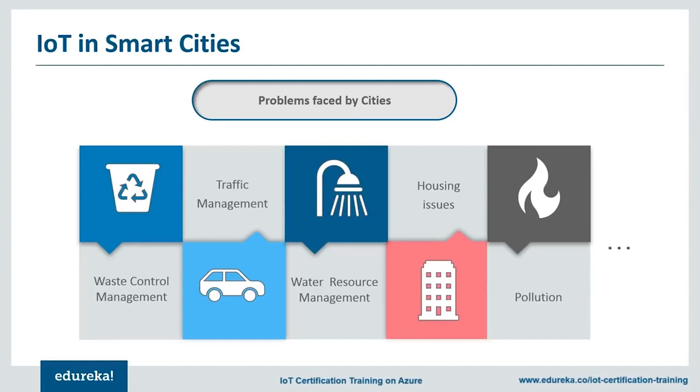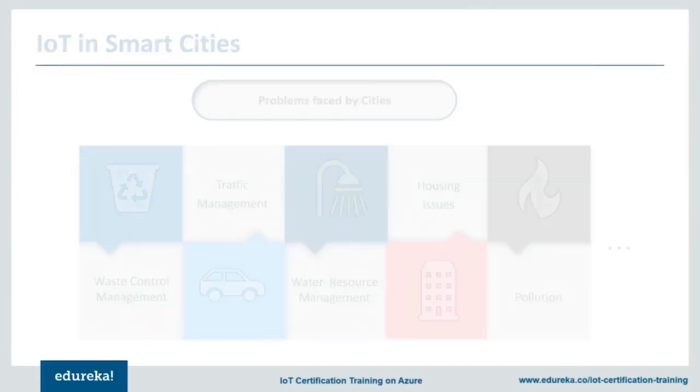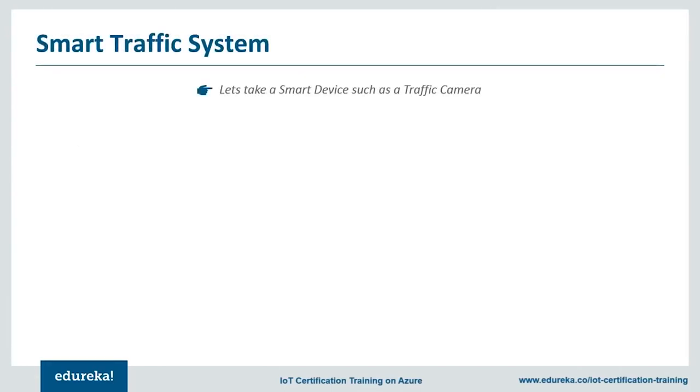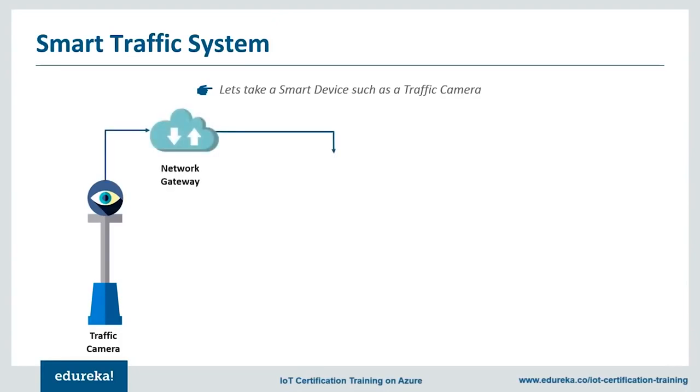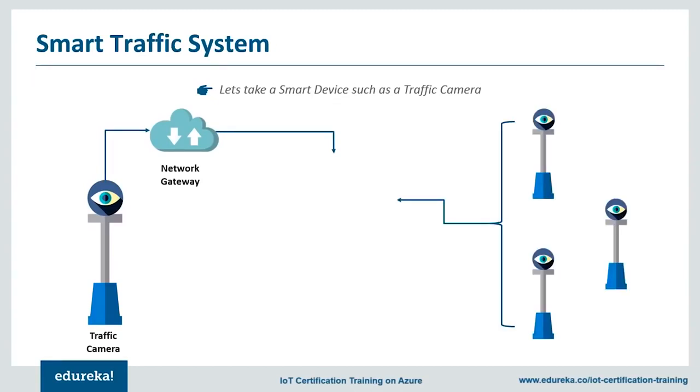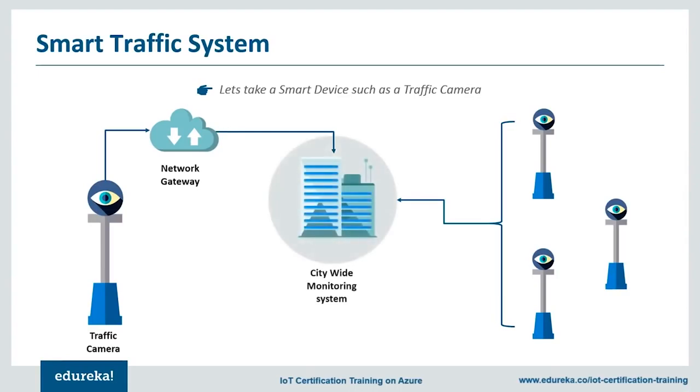One such problem consistent among most urban cities is traffic. So imagine an intelligent device, like a traffic camera. A camera that can monitor the road for traffic jams, accidents, rains, etc., and communicate that status to a gateway. Now, this gateway also receives data from various other cameras from all around the city. This in itself could form a city-wide traffic system.